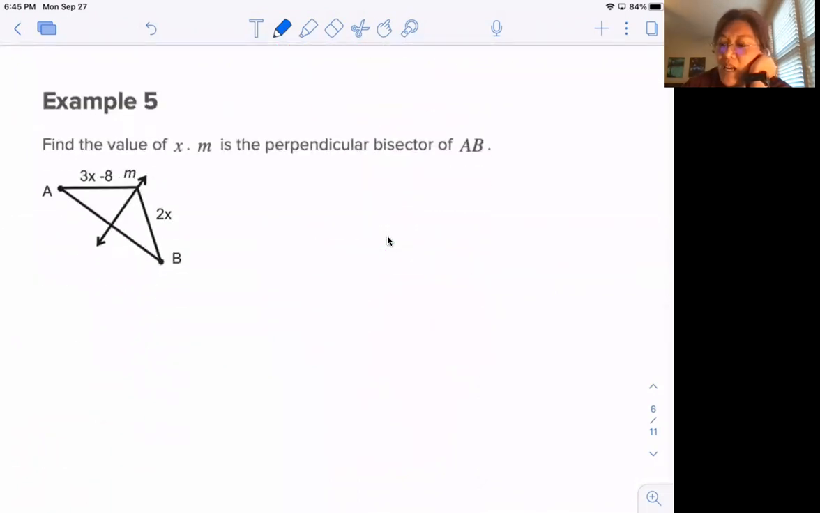Find the value of x. M is the perpendicular bisector. Since I'm telling you it's a perpendicular bisector, these two pieces are equal. 3x minus 8 equals 2x. Let's subtract 3x. Negative 8 equals negative x. Divide by negative 1. X is equal to positive 8. That's it. Hopefully perpendicular bisectors make a little bit of sense. There are some problems that I'm gonna have you guys do when you're finished.